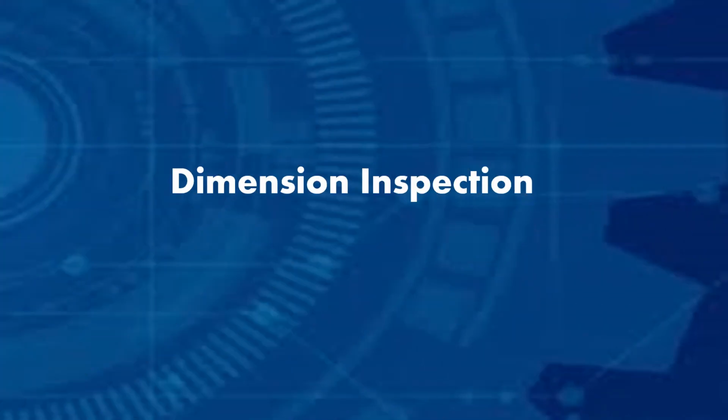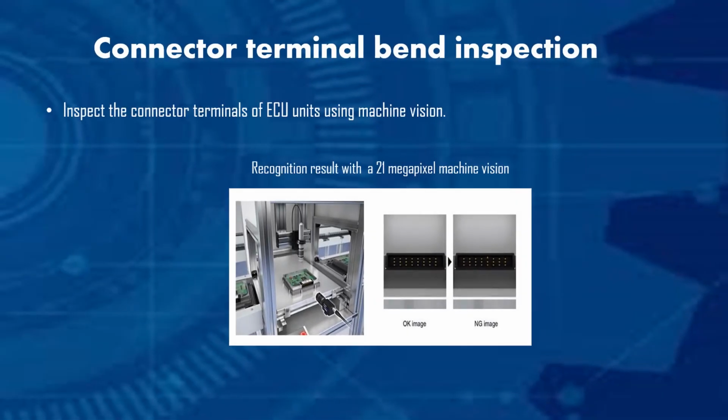Dimensional inspection, also called dimensional metrology, assesses the geometric characteristics of machine parts and products to verify their compliance with the design specification. Dimensional inspection services ensure the accuracy of the product features that can affect reliability and functionality. Connector terminal bend inspection. Inspect the connector terminals of ECU units using machine vision.